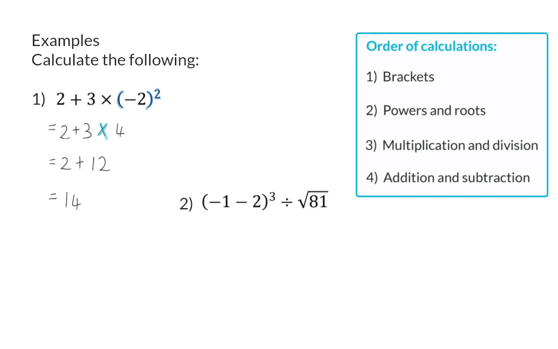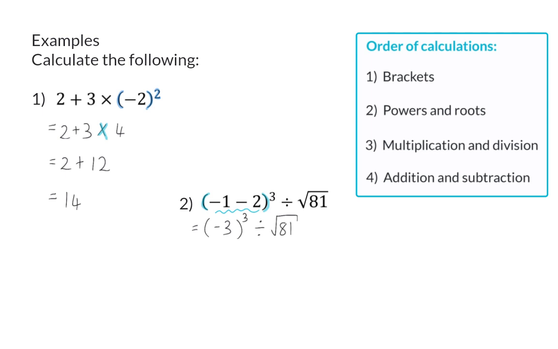In example 2, we once again have a bracket, and that is where we start. This time, however, the bracket is there because we need to simplify on the inside and then calculate the power. Inside the bracket, we have subtraction to do. So I'm starting on minus 1 on my number line and making it more negative with 2, and that will give me minus 3. This then has to be divided by the square root of 81.